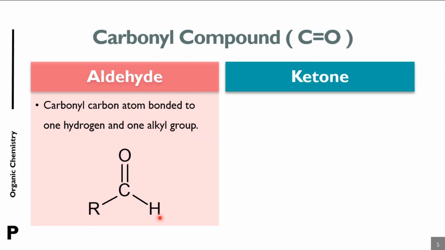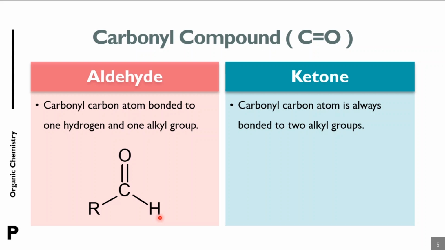On the other hand, another functional group is ketone, in which the carbonyl carbon atom is always bonded to two alkyl groups, meaning it does not contain hydrogen. The alkyl groups may be the same or different. So let's see the difference between aldehyde and ketone.